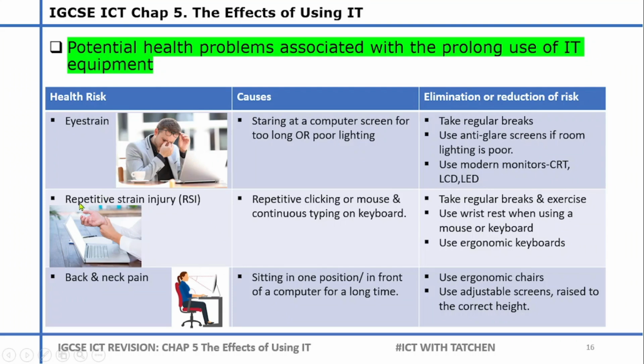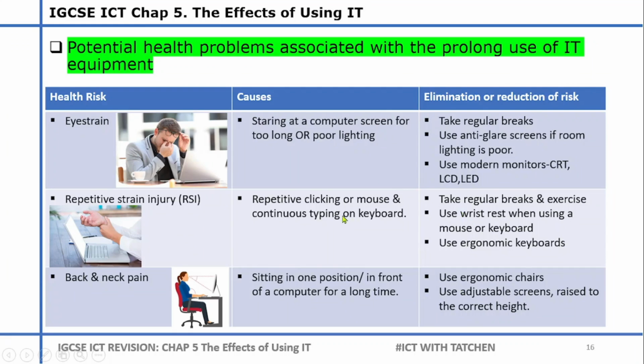Then the next health risk we have is repetitive strain injury. This is a very common one. So repetitive clicking on the mouse or continuous typing on the keyboard will cause you risk problems where this man is holding. So that's the risk.